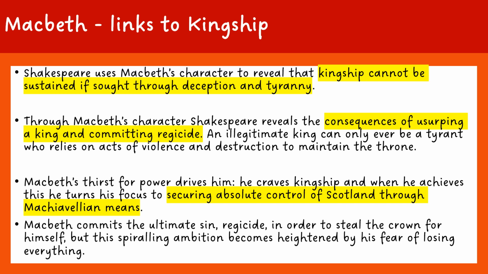drives him, okay? He craves kingship, and when he actually achieves this, he then turns his focus to securing absolute control of Scotland, okay, through Machiavellian means, okay, completely tyrannical means. Now, Macbeth commits the ultimate sin, which is regicide, in order to steal the crown for himself. But this spiralling ambition becomes heightened by his fear of losing everything.